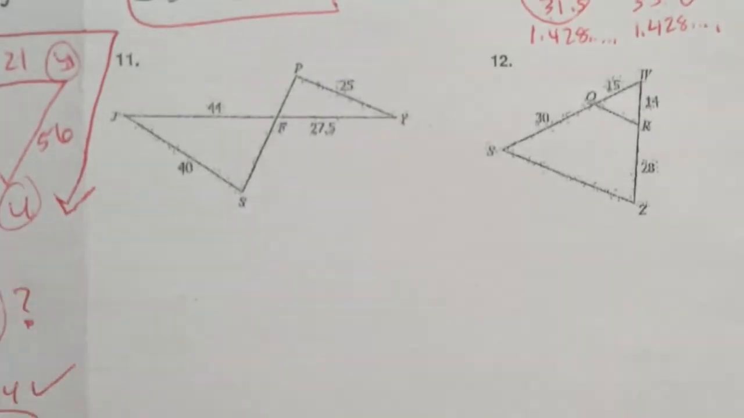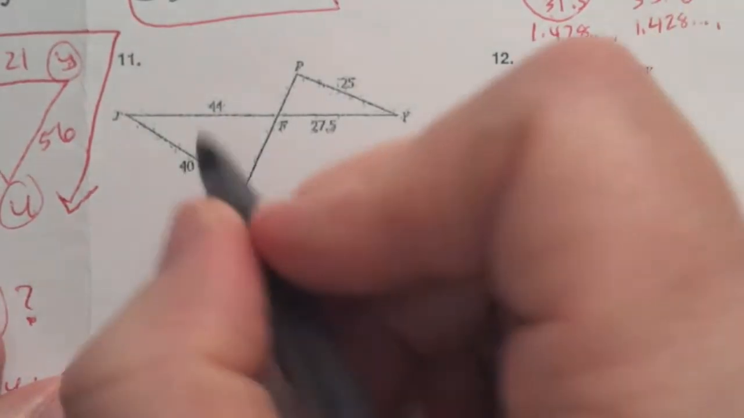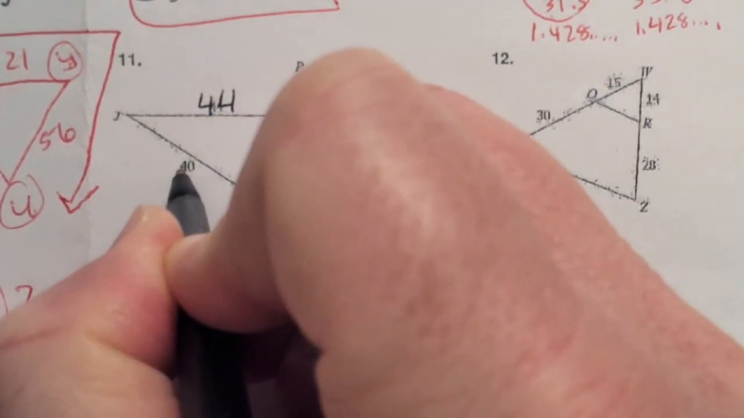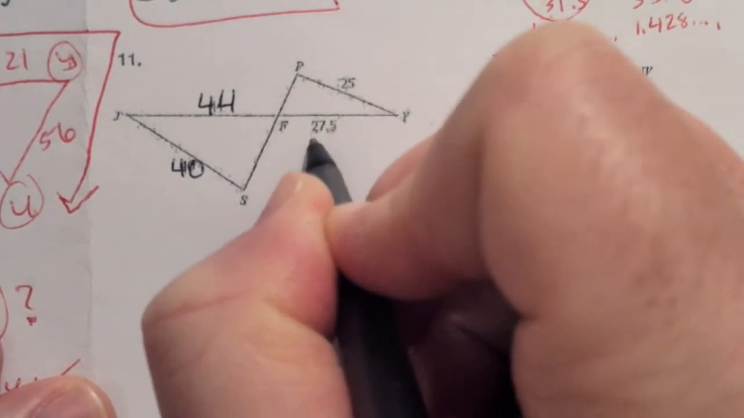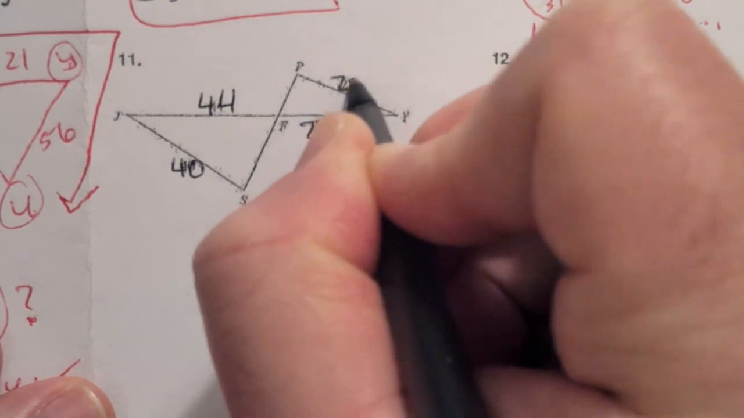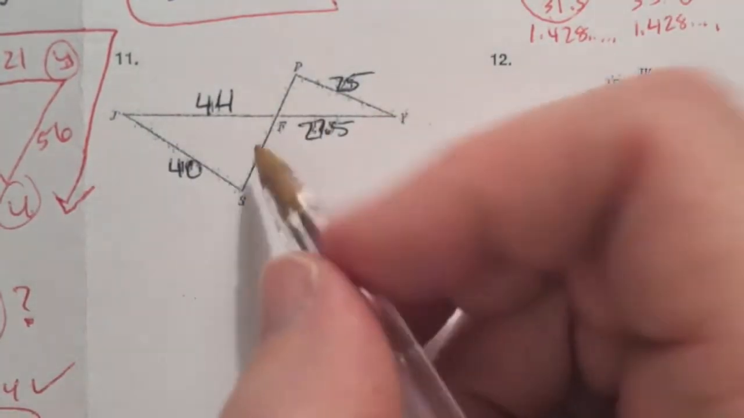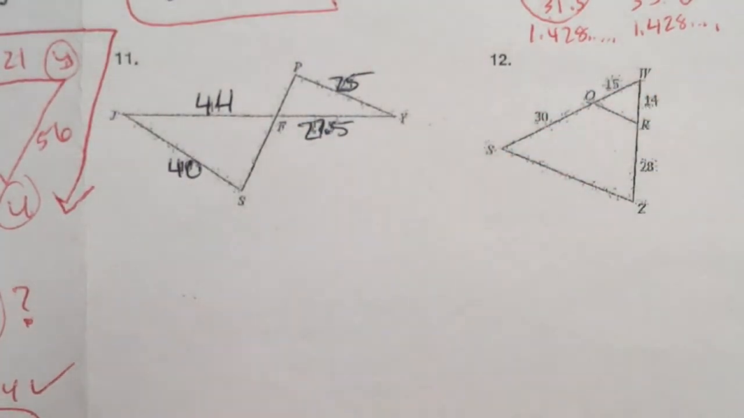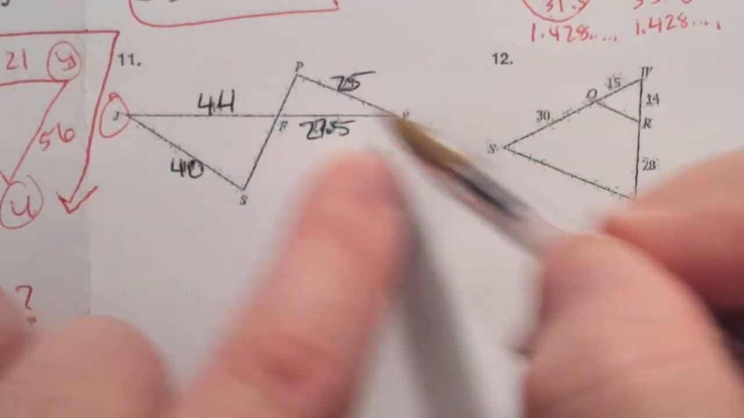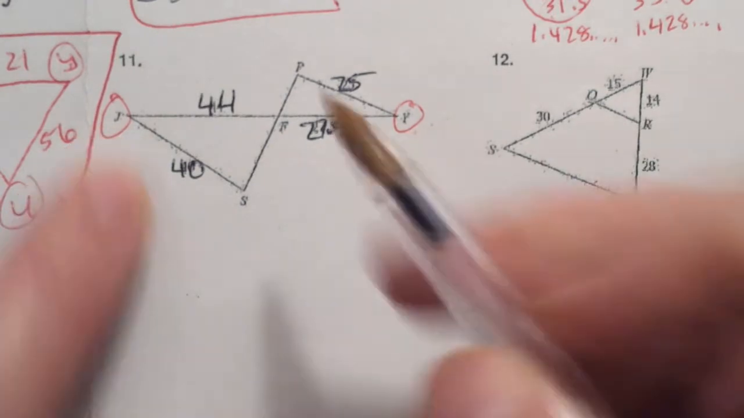Number 11. Just in case you can't read that, this is 44, and that's 40. This is 27.5, and that's 25. Okay, so we're only given 2 sides. Now here's the question. Where those 2 sides met, are they equal? So where these 2 sides met would be here, and where these 2 sides met would be here. Is there any proof that J is equal to Y?